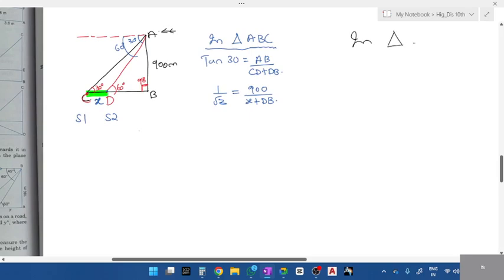Okay. Other triangle. BED. Very good. Triangle ABD. Tell me tan. Tan 60 is equals to which two sides? AB by DB. What is tan 60, students? How much is tan 60?